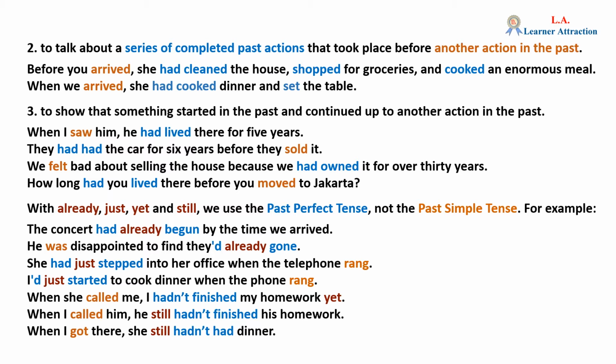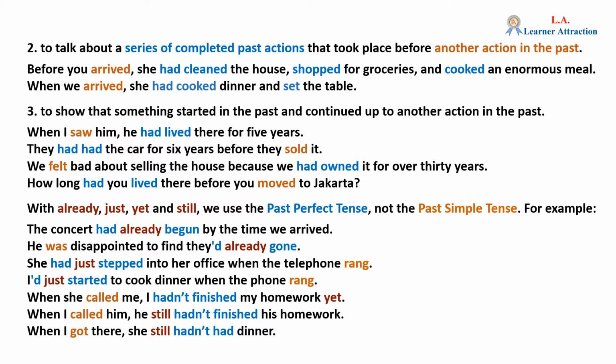Two. To talk about a series of completed past actions that took place before another action in the past. Before you arrived, she had cleaned the house, shopped for groceries, and cooked an enormous meal. When we arrived, she had cooked dinner and set the table.